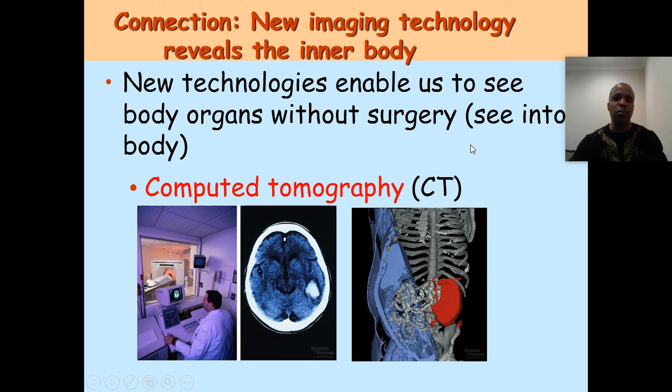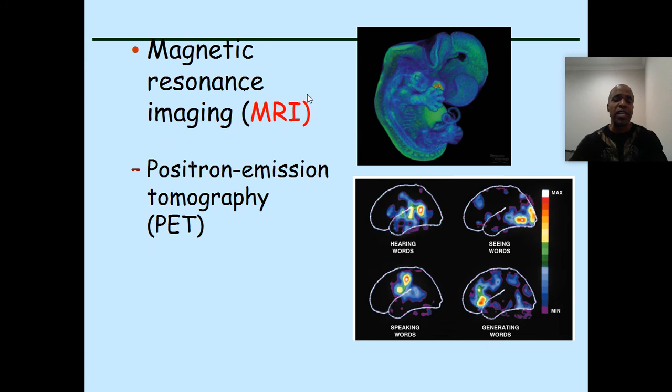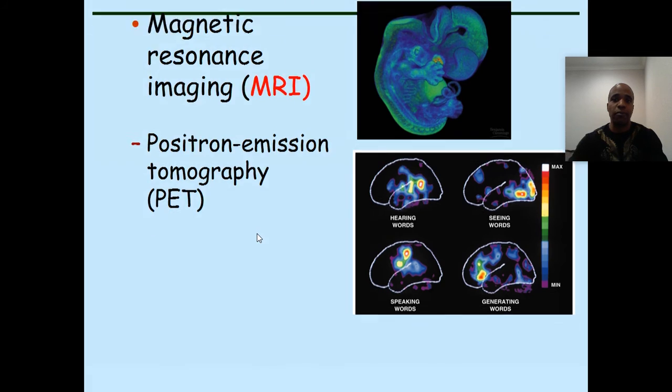New technologies enable us to see into the body without surgery. Here I've got an example of a computed tomography or CT scan, so it can see inside of you without cutting you open. Another one would be MRI. If you've ever hurt your knee or heard of an athlete going to get an MRI, that's what it is. It's magnetic resonance imaging, so that you don't have to cut somebody open to see what's happening on the inside. The last one is a pretty cool one. It's called a PET scan or positron emission tomography.